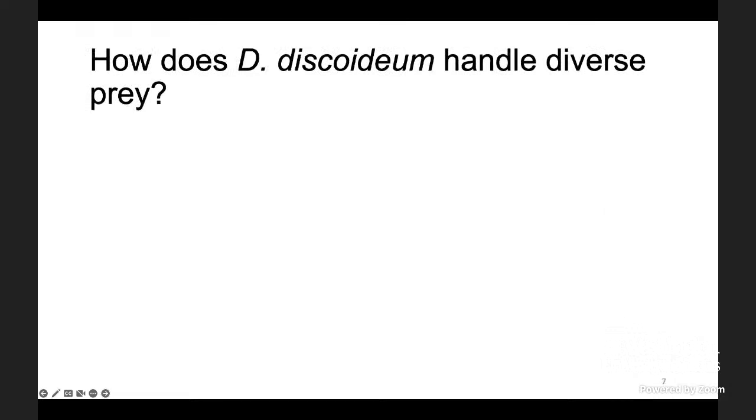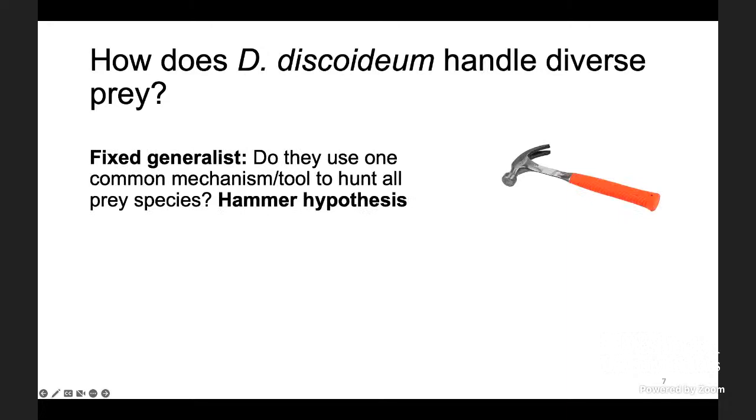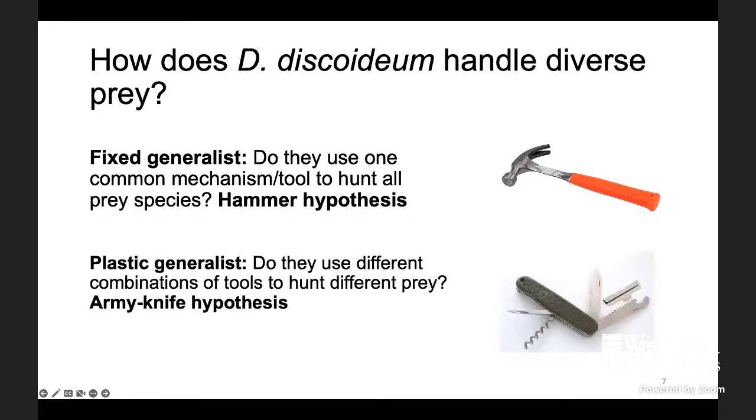So how does Dicty handle diverse prey? What do I mean by that? I mean, are they a fixed generalist? Do they use one common mechanism or a tool to hunt all prey species? I refer to this as the hammer hypothesis. So it's like Dicty has this one tool, a hammer, and regardless of the differences in the prey's defensive mechanisms, it is the same tool to hunt them all. Or are they a plastic generalist? Do they have different combinations of tools to hunt different prey? I refer to this as the army knife hypothesis. Basically it has a few different tools, and uses different combinations to hunt different prey.